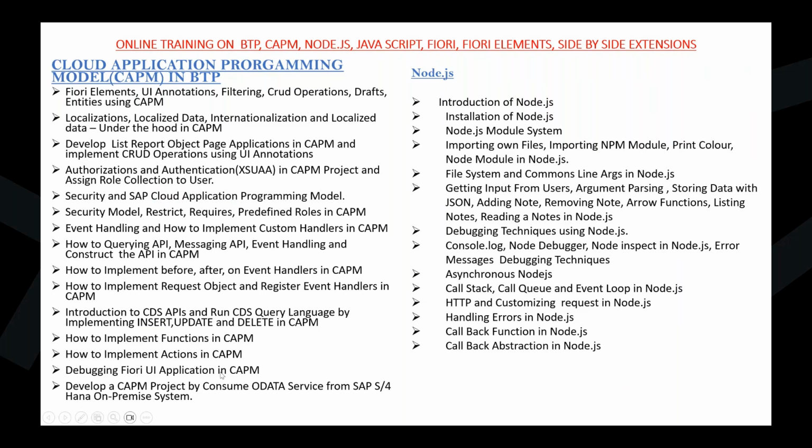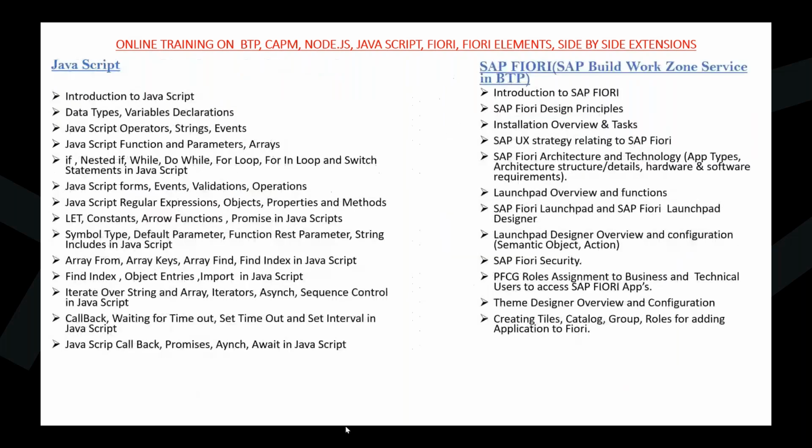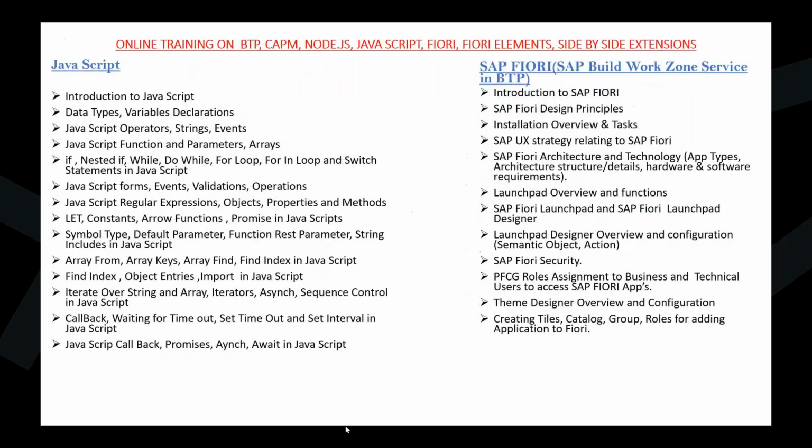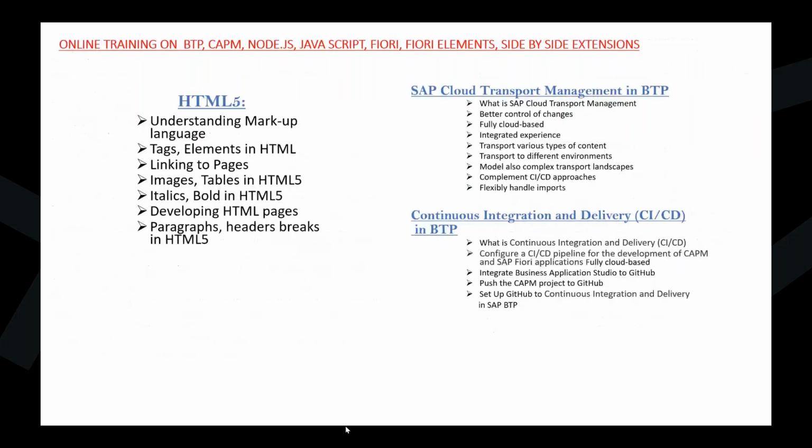We'll develop Fiori applications in CAPM, and we'll be using the side-by-side extensions concept, consuming an OData service from your on-premises system and consuming SAP CAPM. This all will be developed. Then we'll be using SAP Build Work Zone service as well as SAP Build service as well as SAP Joule. And then we will use cloud transport.